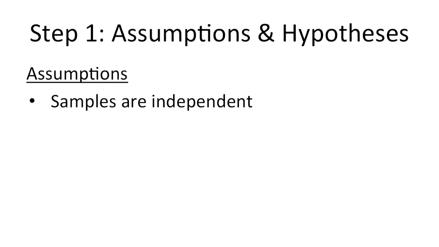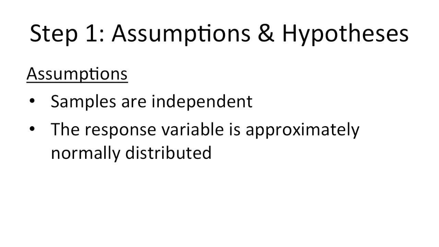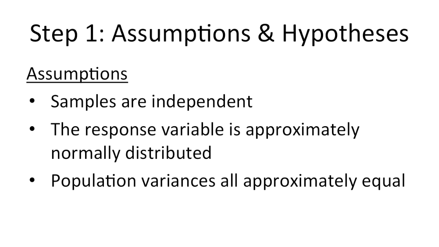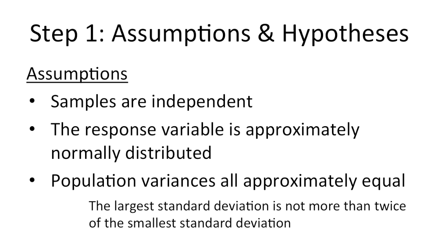So let's start by looking at the 5-step hypothesis testing procedure for our one-way ANOVA. Step 1, check assumptions and write hypotheses. The assumptions of a one-way ANOVA are that the samples are independent, just like when you did the independent means t-test last week. With the one-way ANOVA, all of your groups need to be independent from one another. The response variable is approximately normally distributed. And population variances are all approximately equal.